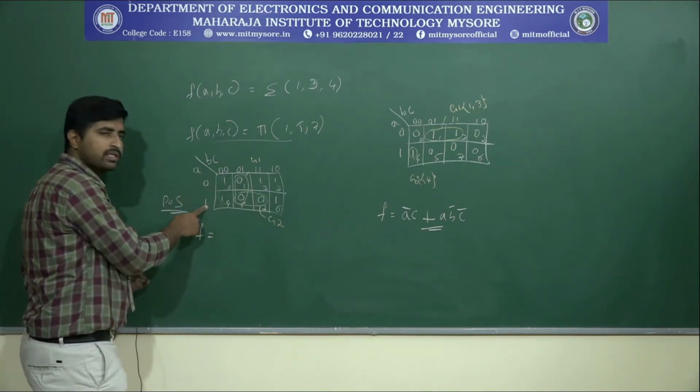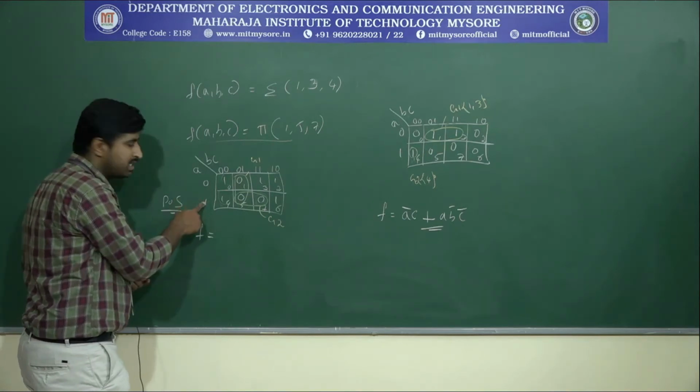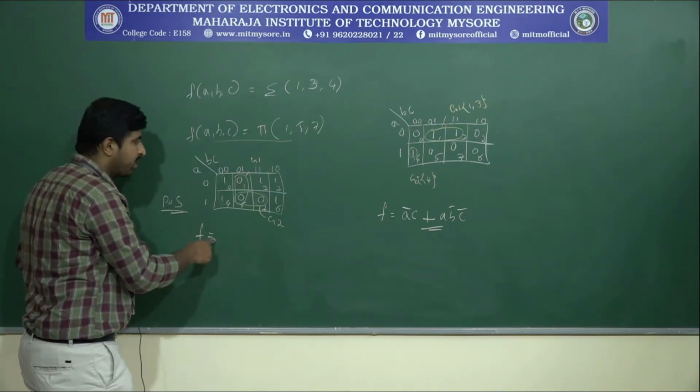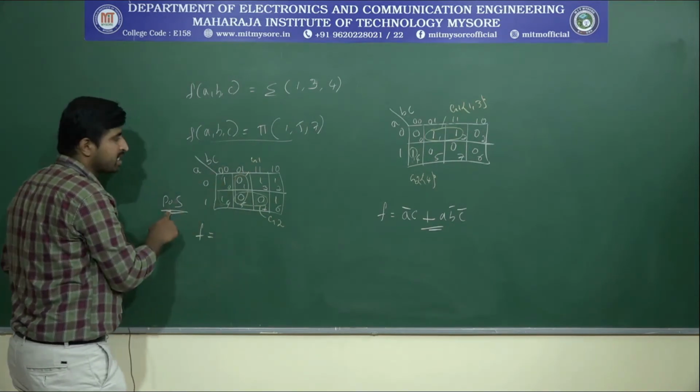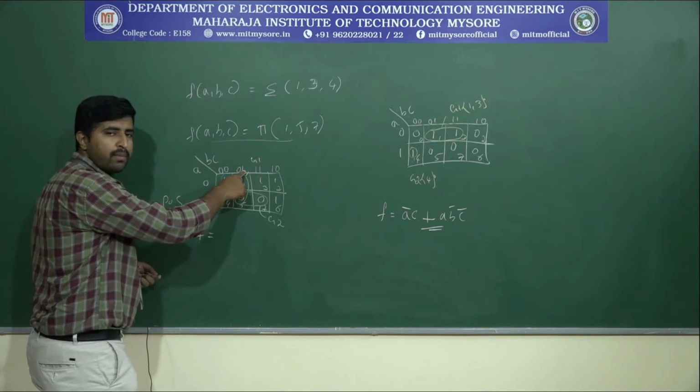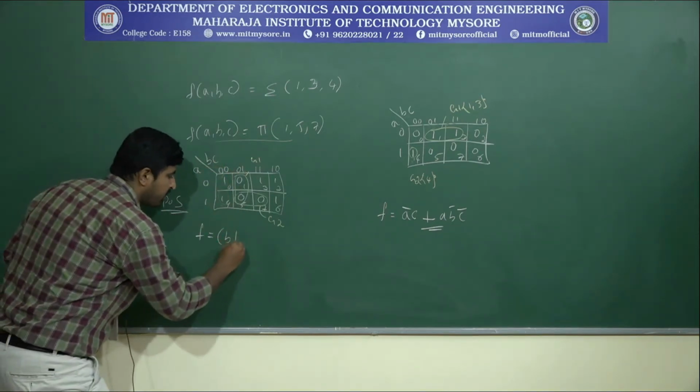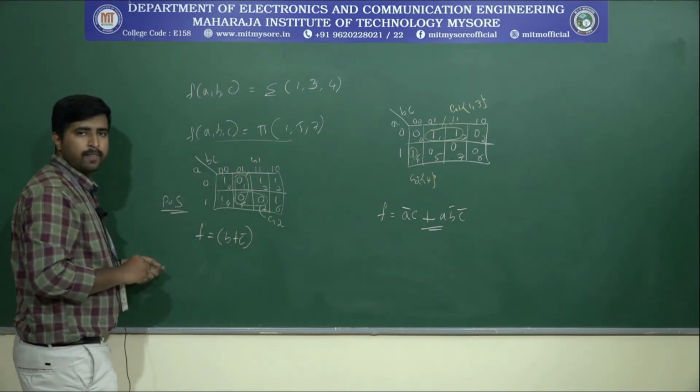If you look at the rows, A has made a transition, 0, 1 is there. So that means A won't appear here. Next B, C: if you look here, 0, 1 is there. When you're writing the POS expression, 1 will be its complement. So this expression will be B plus C bar.